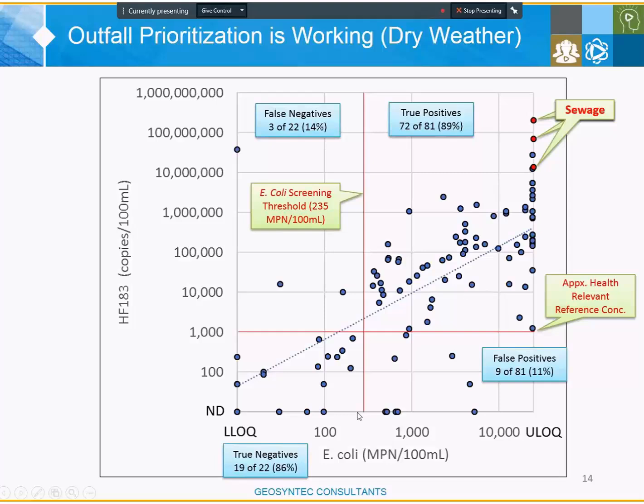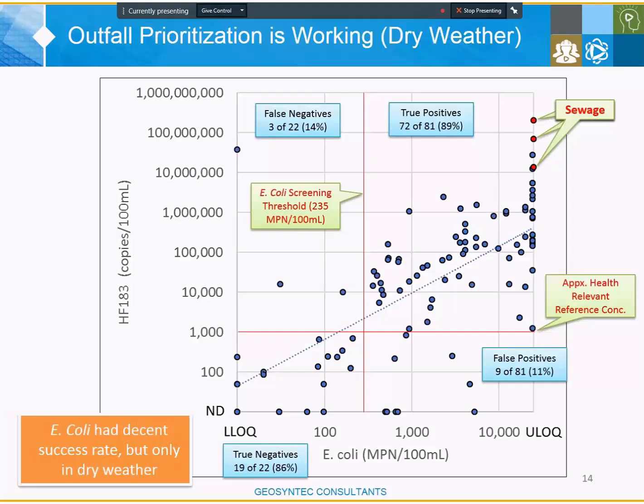So when E. coli is below the screening threshold and the responsible party does not take on network investigation to locate where human waste is entering, that's a false negative when we found that there actually was human marker present and high. So we can see that 14% of those samples were false negatives. So that's unprotective. And then of the true negatives, 86% of the time they were making the right decision. So it wasn't terrible. HF183 had a decent success rate, better than what I would have thought.